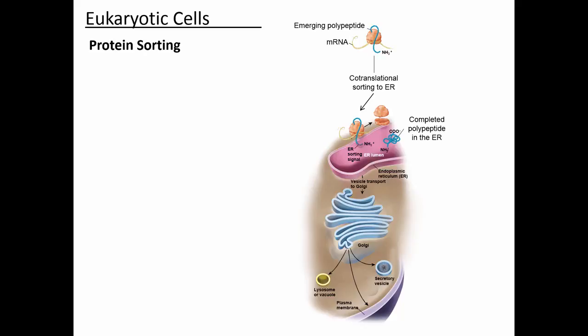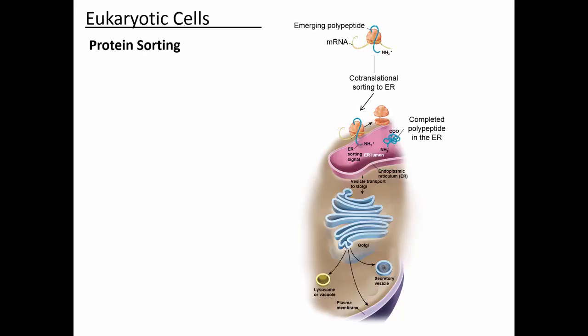And that's what we saw. We saw the protein begin to be made, but then we paused protein production, and then it was first sent to the ER. Once it's been directed to the ER, then protein production continues. So that first step, sorting it to the ER, happens while the protein is being made.